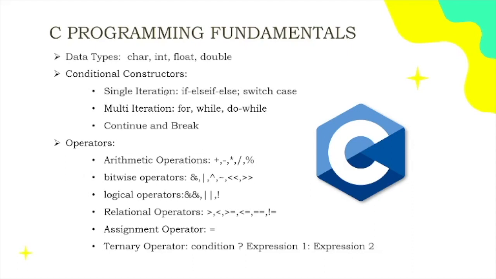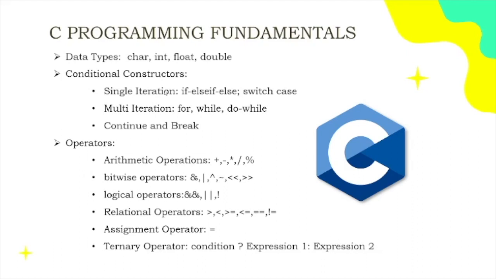So in C programming fundamentals, first is data type. The various data types are character, integer, float and double. After that, conditional constructs. The conditional constructs are of three types, that is single iteration, multi iteration, and continue and break. In single iteration there are if else and switch case. In multi iteration, for, while and do while.